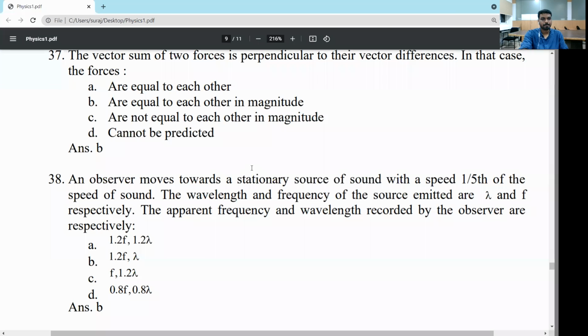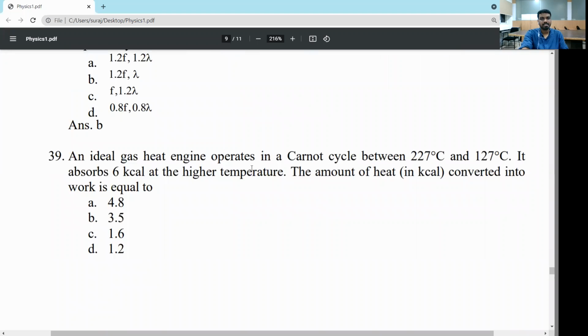Question number 39. The ideal gas heat engine operates in a Carnot cycle between 227 degrees Celsius. So higher temperature is given. Temperature of source is 227 degrees Celsius. Temperature of sink is 127 degrees Celsius. You need to convert to Kelvin first. Absorbs 6 calories from the higher temperature. Q1 is given as 6.